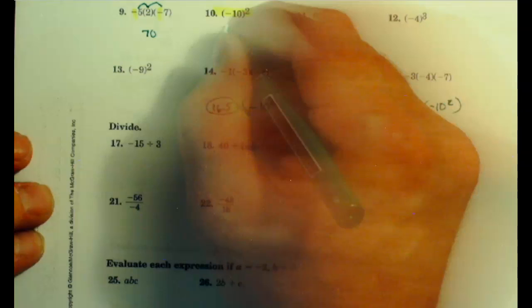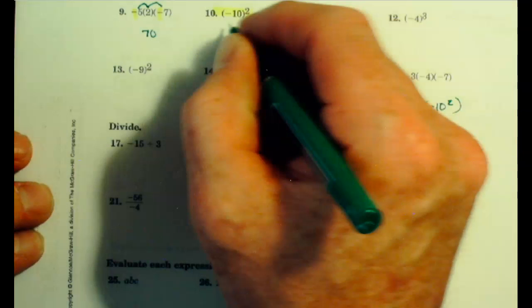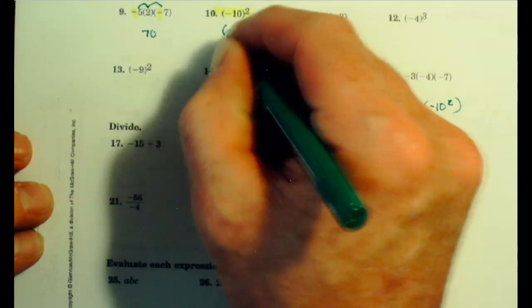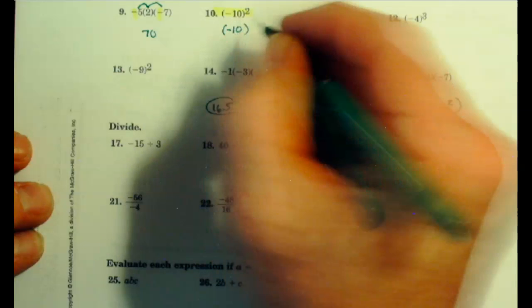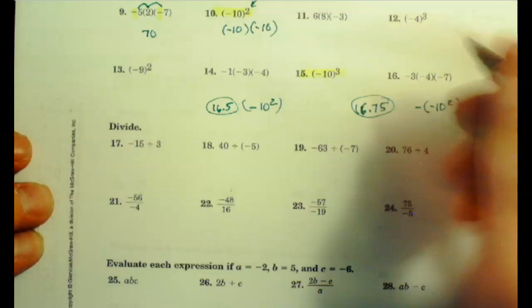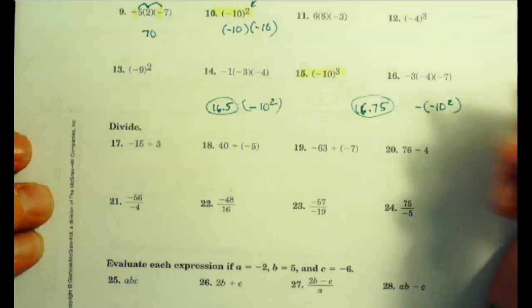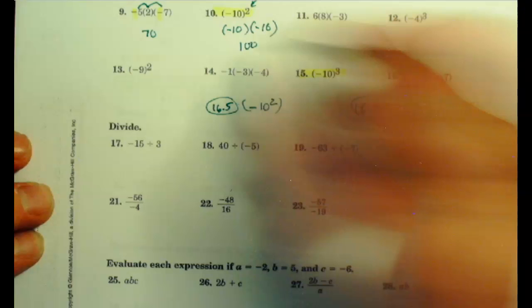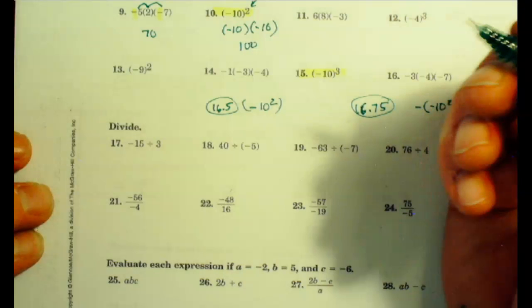What is the answer to number 10? Well, most people guess 100, but they're not really sure why. If you understand what it means, the exponent here is outside the bracket. That means you take everything that's in the bracket and multiply it by itself. There you can see the 10 times 10, which is 100. You've got two negative symbols, and so it's a positive 100.